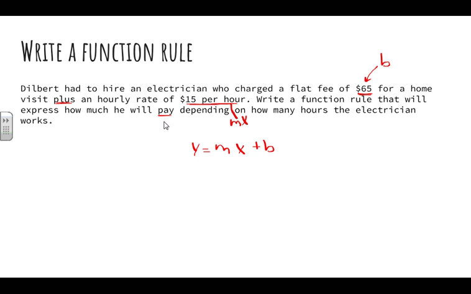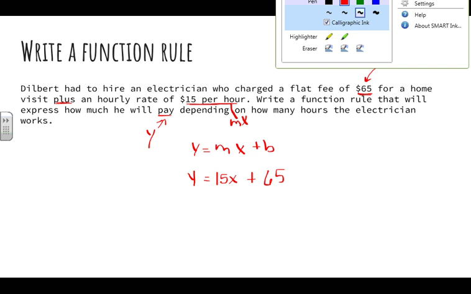Now the bill is going to be our y, the total pay. So we just plug things in wherever we have values. Our pay is just y. mx is going to be 15x because he's charging $15 per hour, and x is the number of hours worked. And we said the b is just 65. So here's our function rule. Y equals 15x plus 65. And that's all it is.